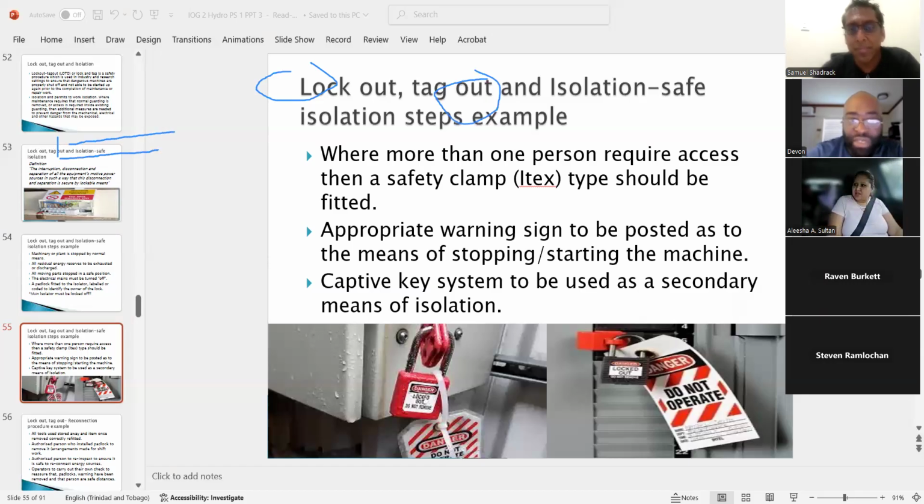The screen is changing. The question is not on the screen. Oh, the question isn't on the screen? It disappeared. It's still there for me. Okay, tell me. The lockout tagout is currently still on the screen. Oh, okay. Wow.